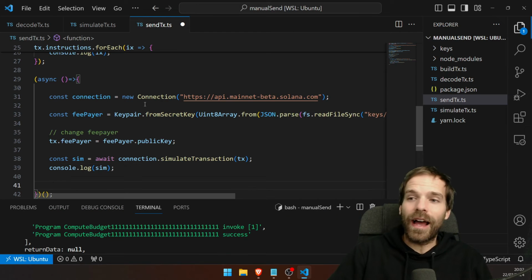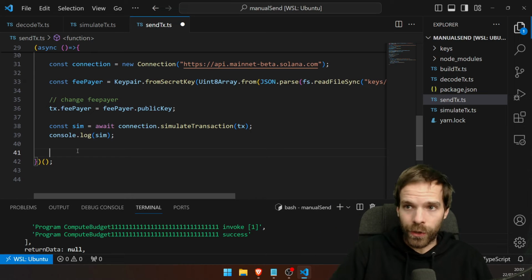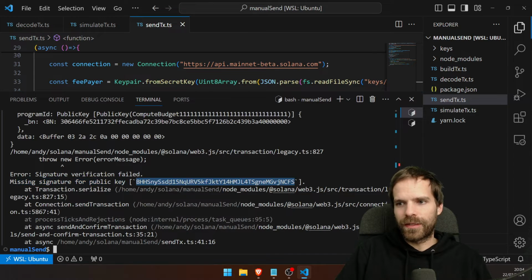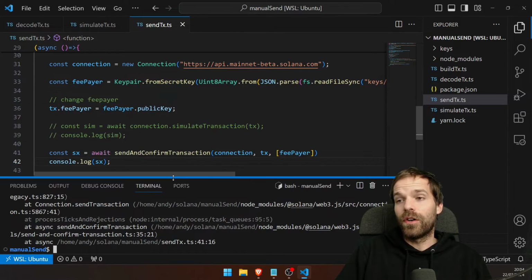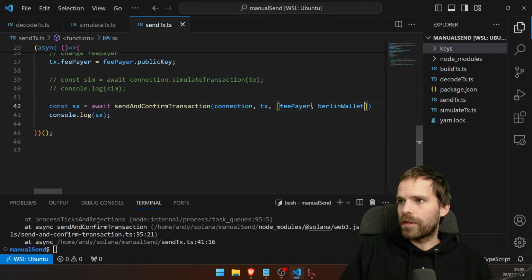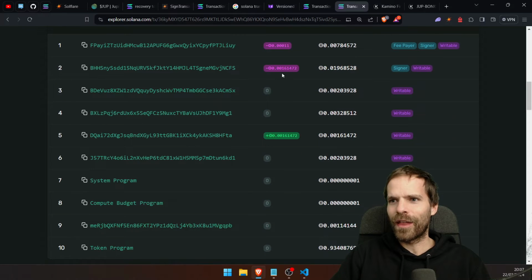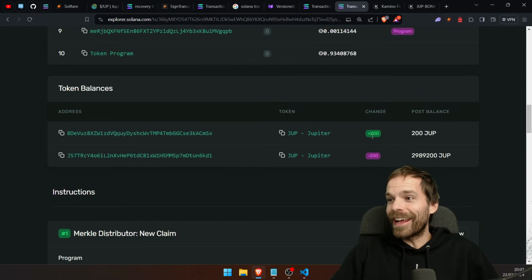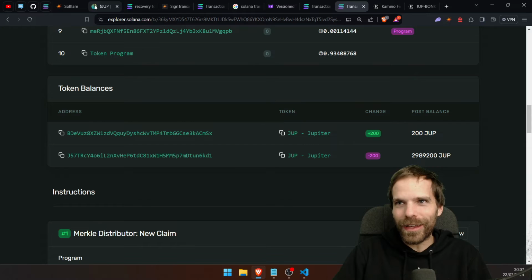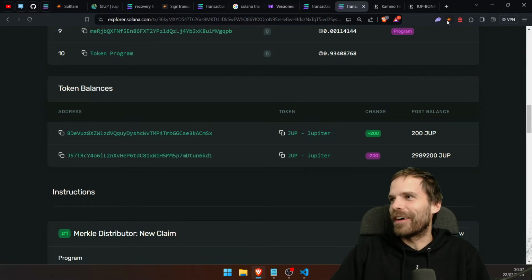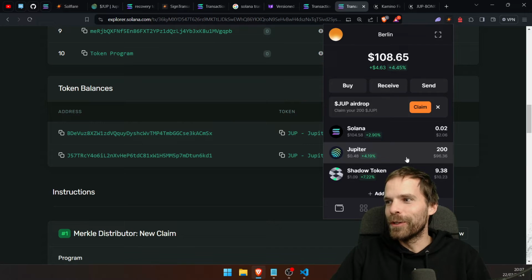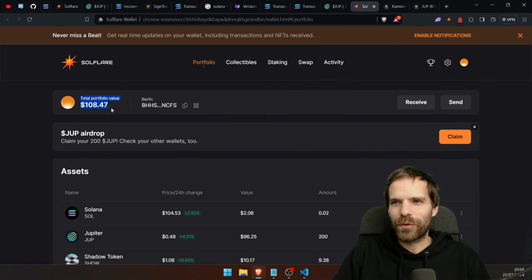We send it, and then I'm just going to show you that that's not going to work. Yep. So for instance, we're missing the signature for this one. So I better include that. Sign with the Berlin wallet. Then we should have all the signatures. Okay, and then that actually went through. And look at that. I claimed 200 Jupe manually without going through that site again. Isn't that fun? My Berlin wallet now has 200 Jupe. Nice. Hey, I'm freaking rich now.